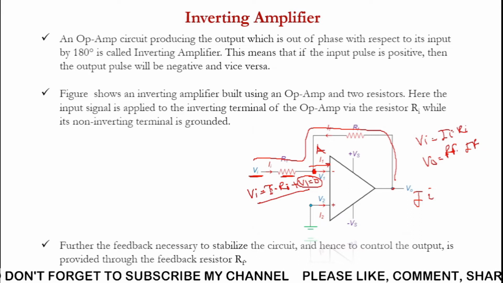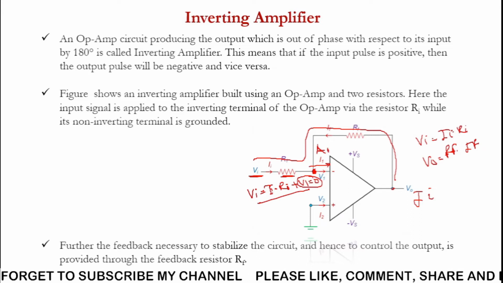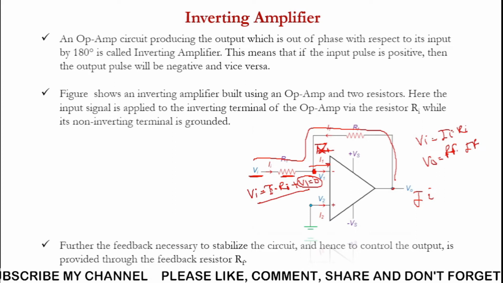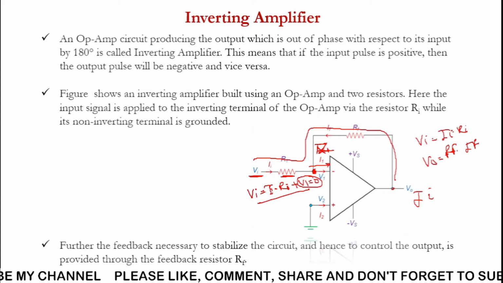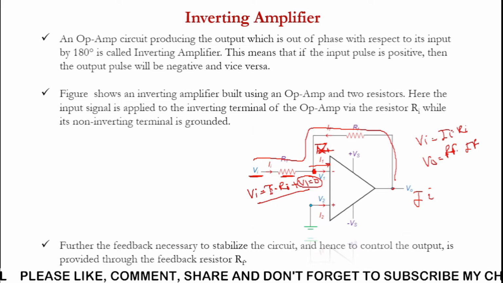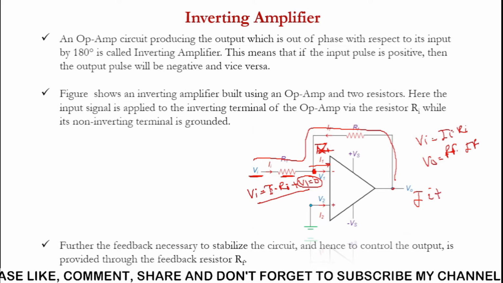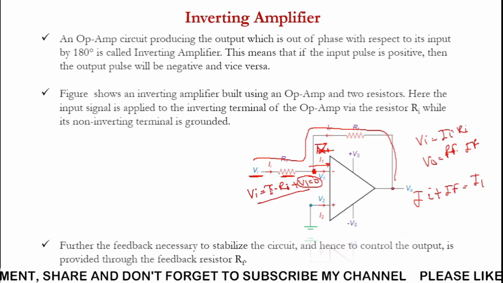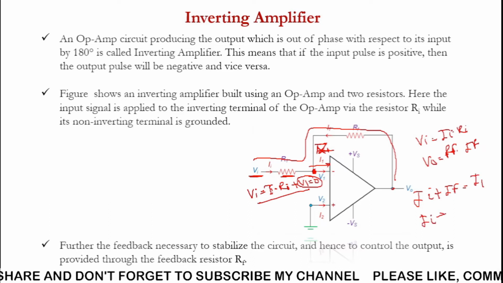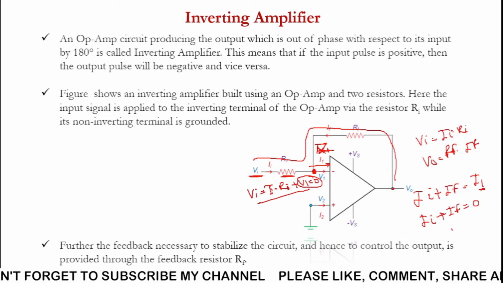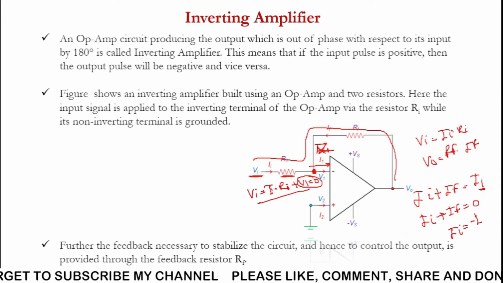So we can say that Ii plus If is equal to I1, but I1 is equal to 0. So Ii plus If is equal to 0 will be the equation. And finally, what we'll have, Ii is equal to minus If. So look here, Ii plus If is equal to I1, but I1 is 0. So Ii plus If is equal to 0. So that's why Ii is equal to minus If.